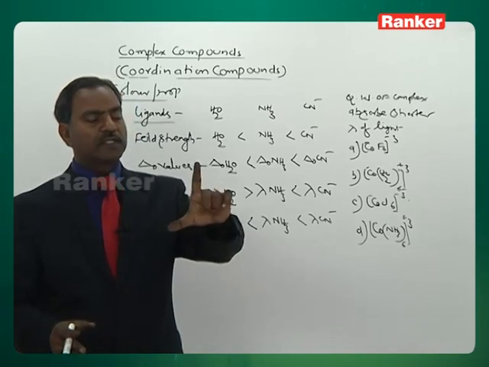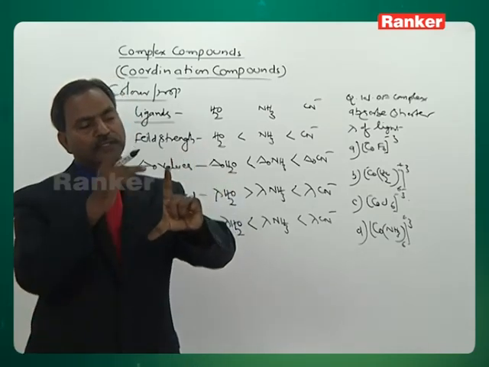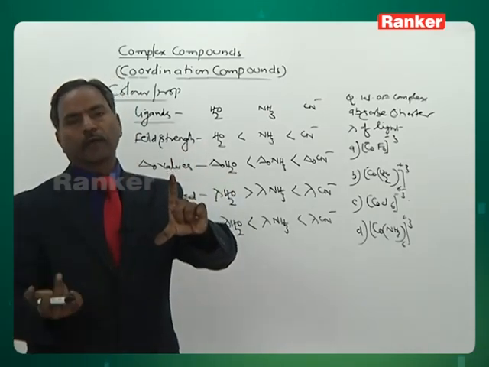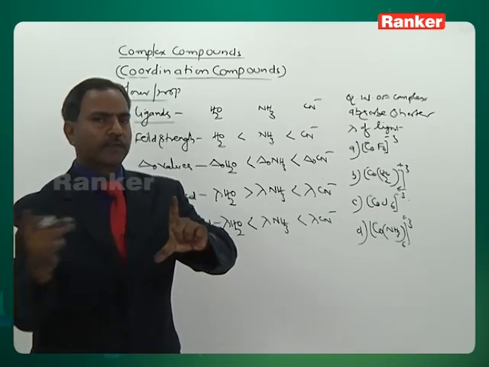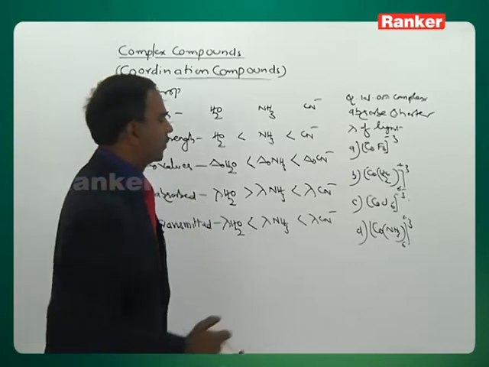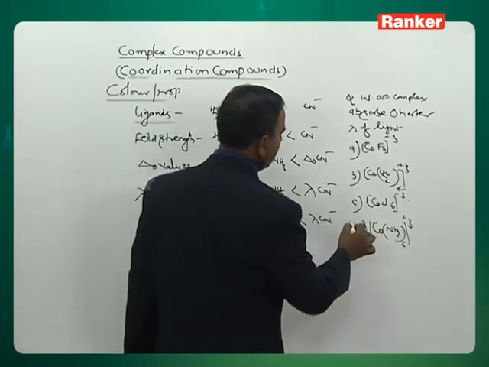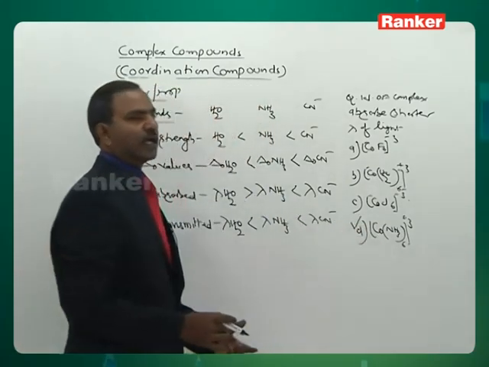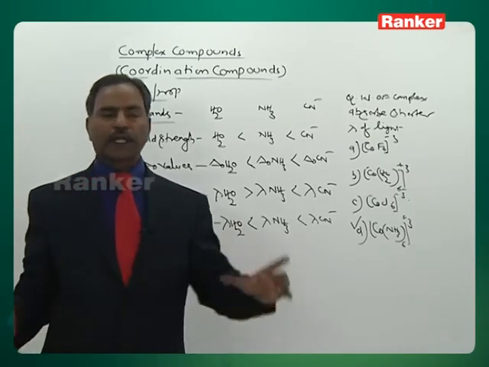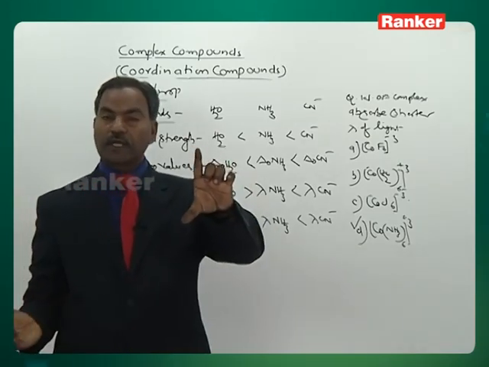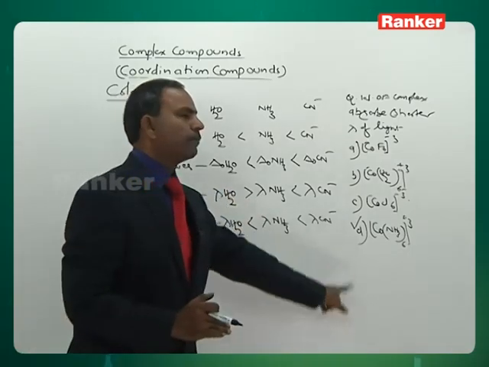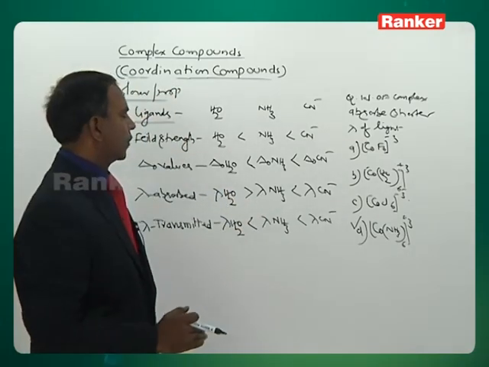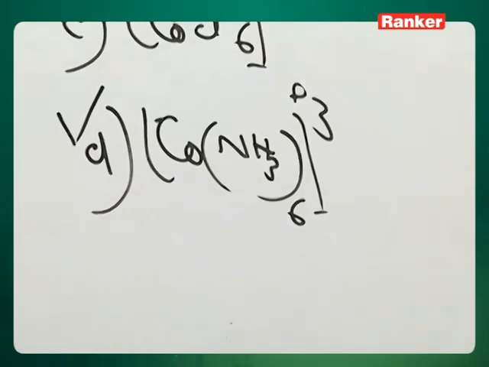When splitting of orbitals is very high, the electronic transition requires more amount of energy. More amount of energy means shorter wavelength of light. So, option D is the correct one here. The amine ligand is strong field, causing greater splitting, and for electron transition requiring more energy, shorter wavelength. So, answer D is the correct answer, cobalt hexamine complex.